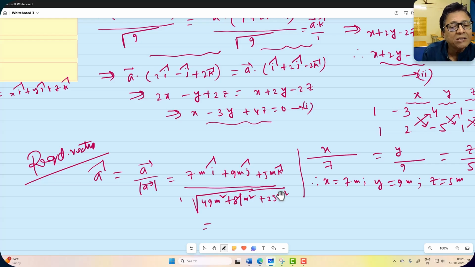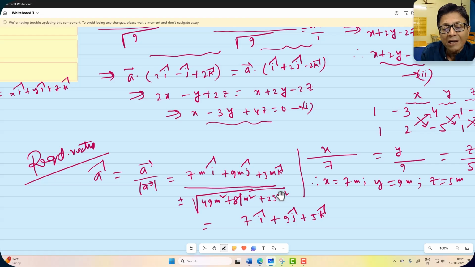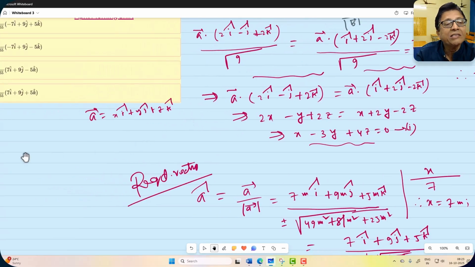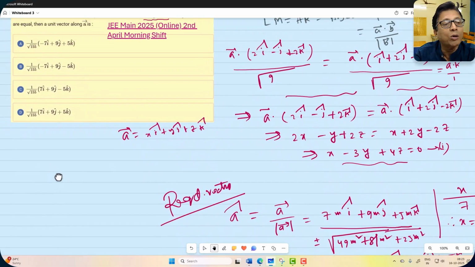You can put plus minus over there. So 7i, m get cancelled, 9j and 5k divided by, this is 81 and 49, 130 and 155. Plus minus put over there. So now let us check which option is going to be correct. All are positive and this thing. Option D is going to be correct.